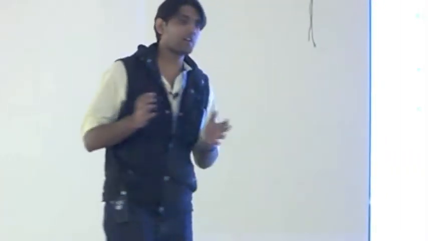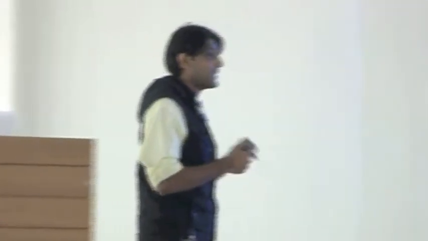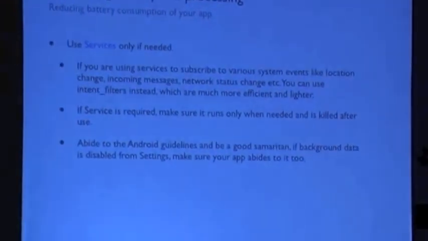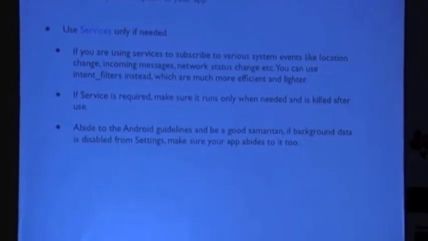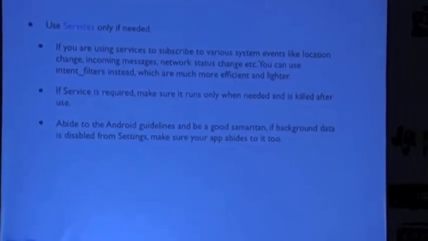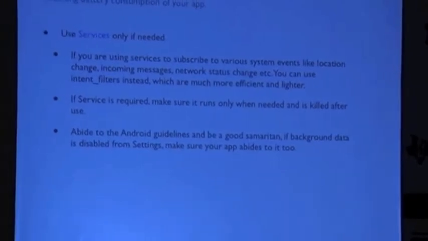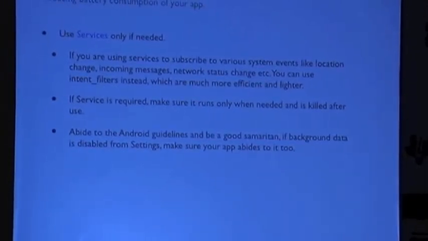But we also found that for many scenarios, like polling the location in the background, we thought service is the best way to go. But actually, there are methods by which you can eliminate services. For example, if you want to poll the location or system states, we have system broadcasts. When the location information is available, if you subscribe to the system broadcast in the XML file, you can actually get the broadcast even when your app is not running.